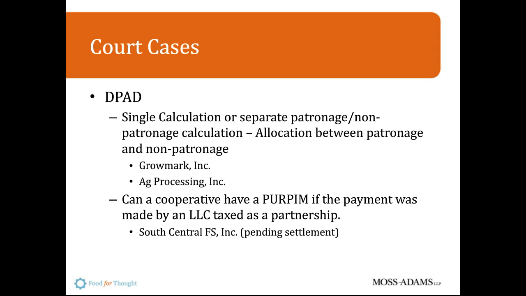South Central took the position that payment was made on their behalf as almost like an agency relationship, and deemed that payment that the LLC made to its members as a per unit retained, and therefore calculated its DPAD assuming that it didn't have a deduction for cost of goods sold related to those purchases. The IRS disagreed, and appeals and court cases followed. Like I said, there's a pending resolution there, and we'll talk briefly in a few slides about a private letter ruling along those same facts.